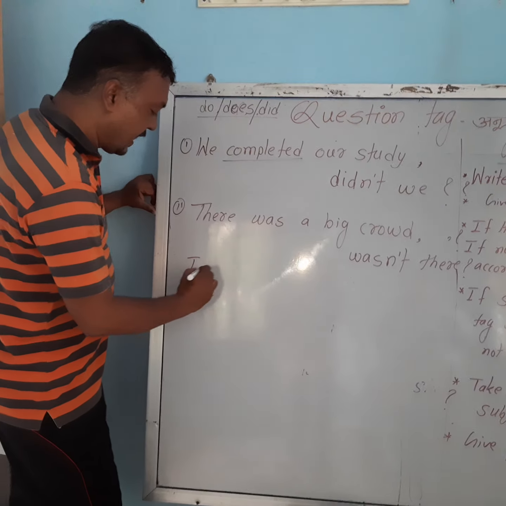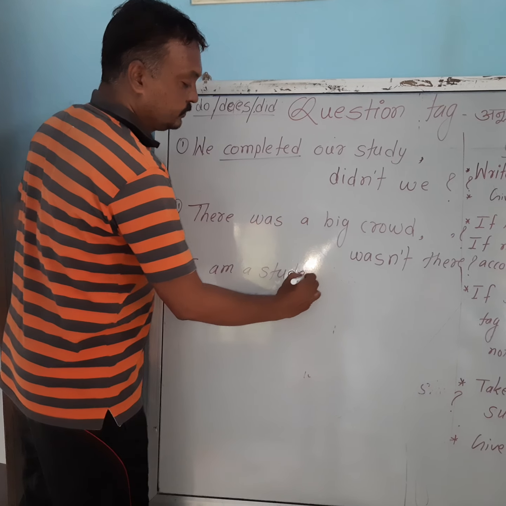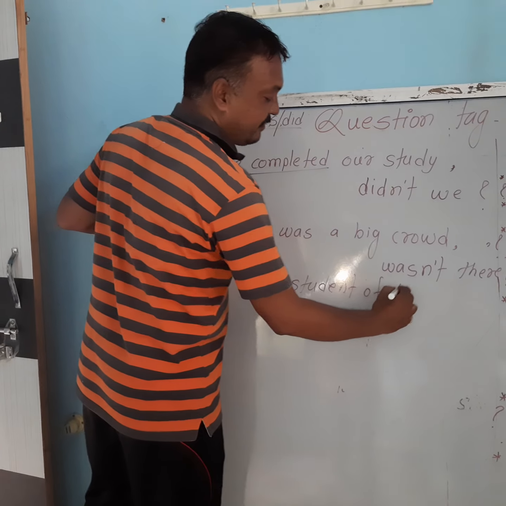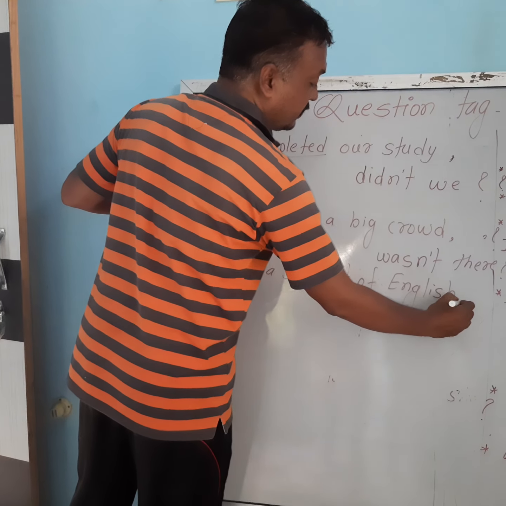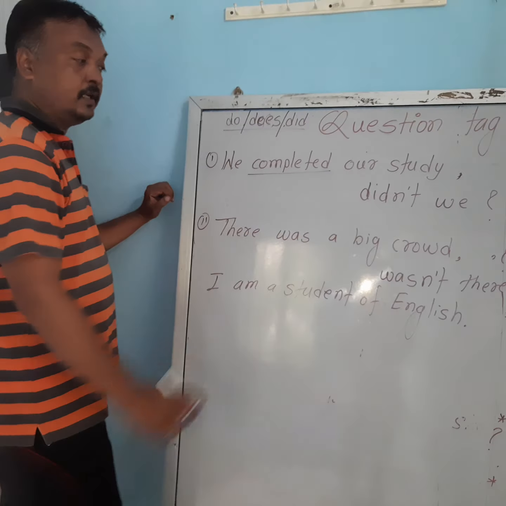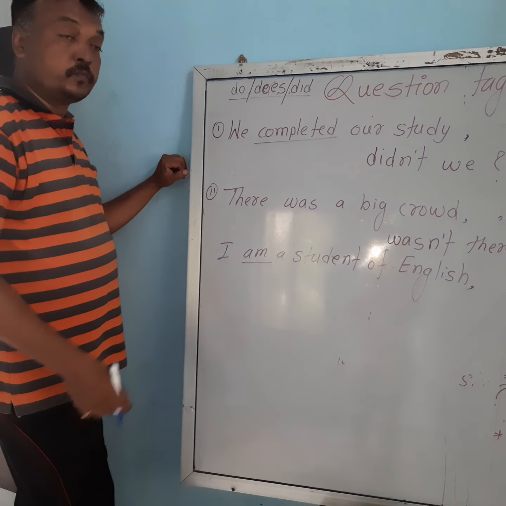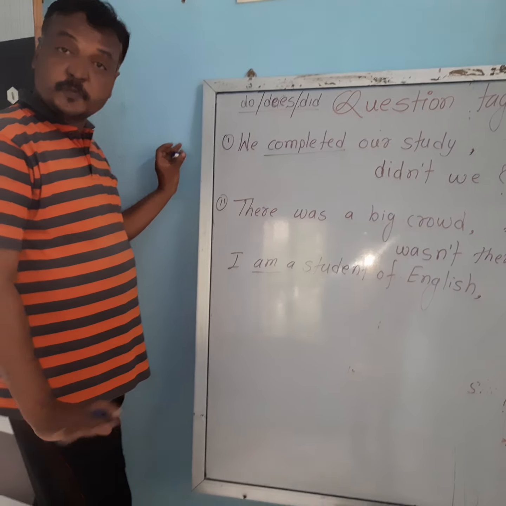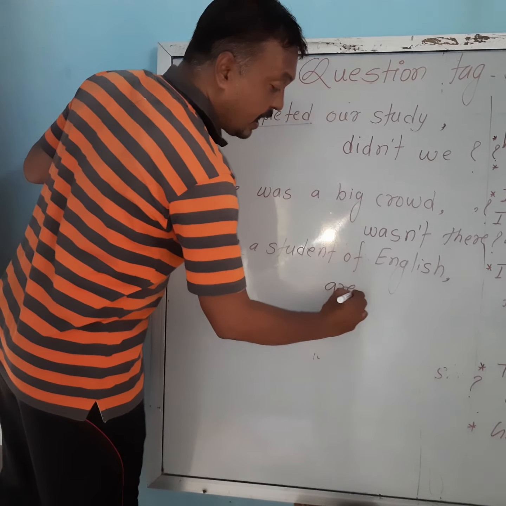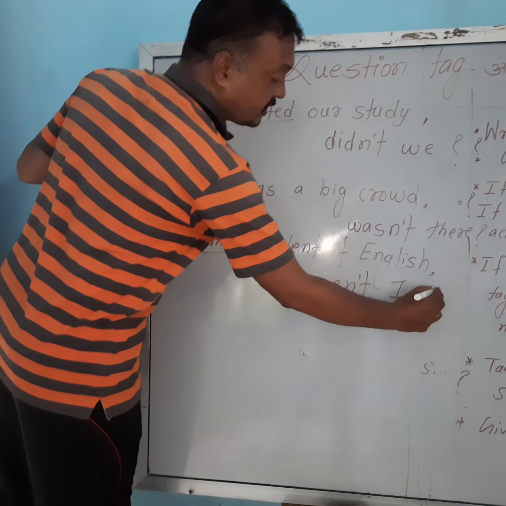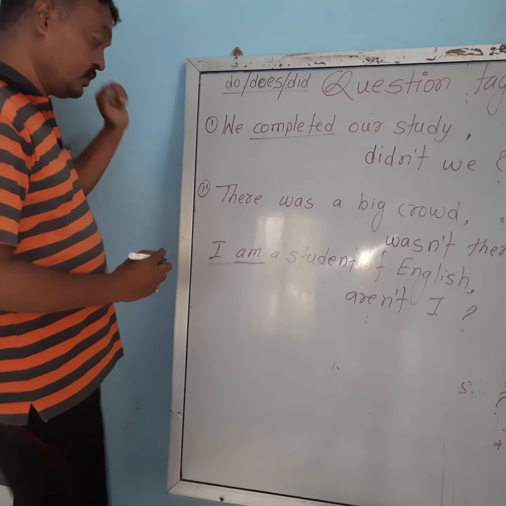Another sentence: I am a student of English language. It is not appropriate in English to use am here, so we have to use aren't I, question mark, only for this sentence. Aren't I? Mind it well. We have to use aren't I.